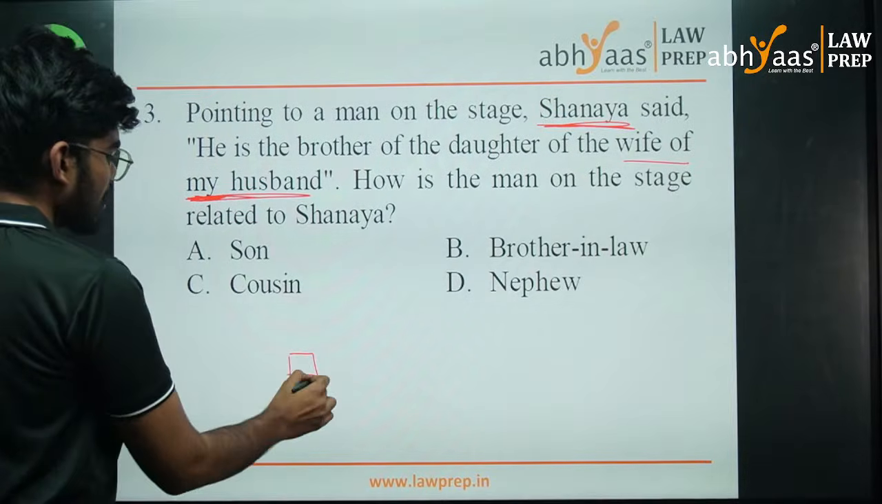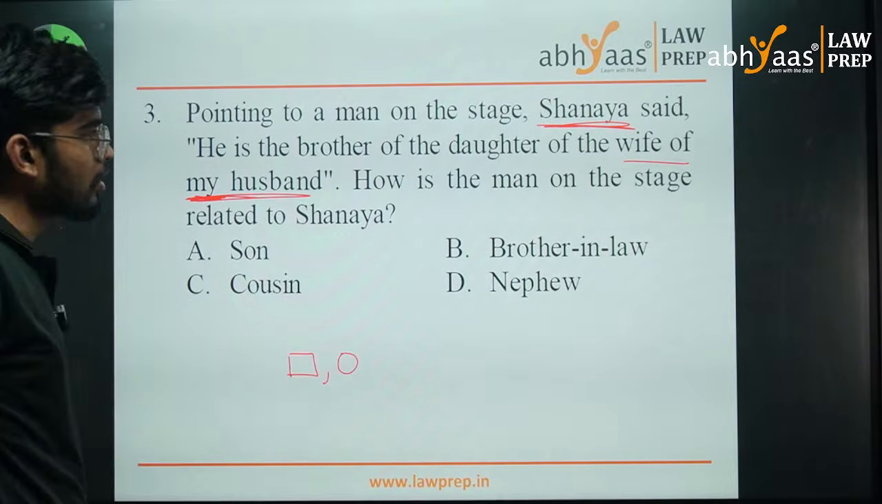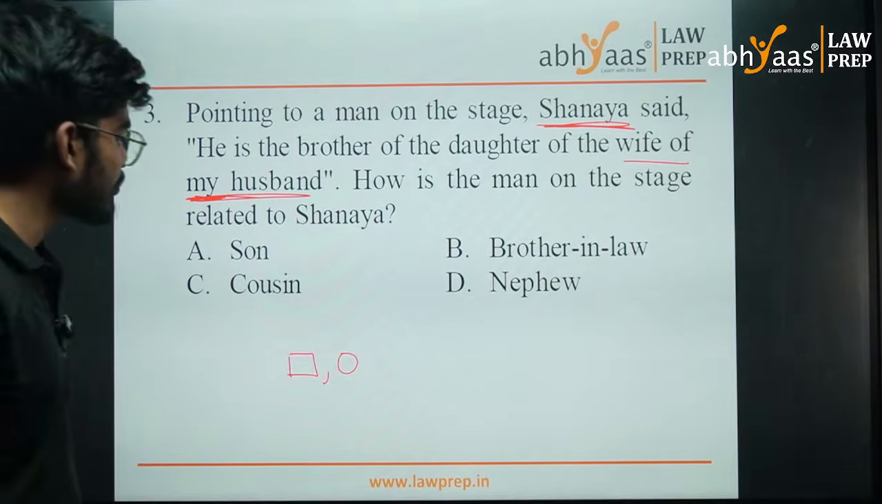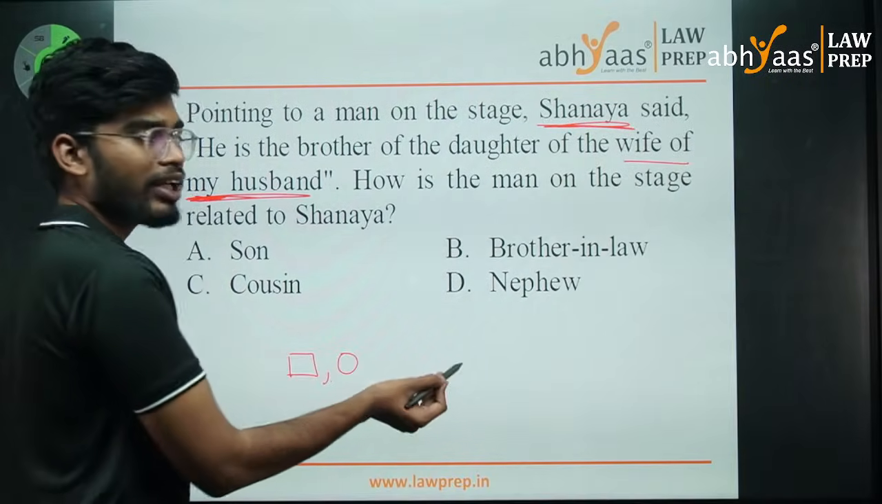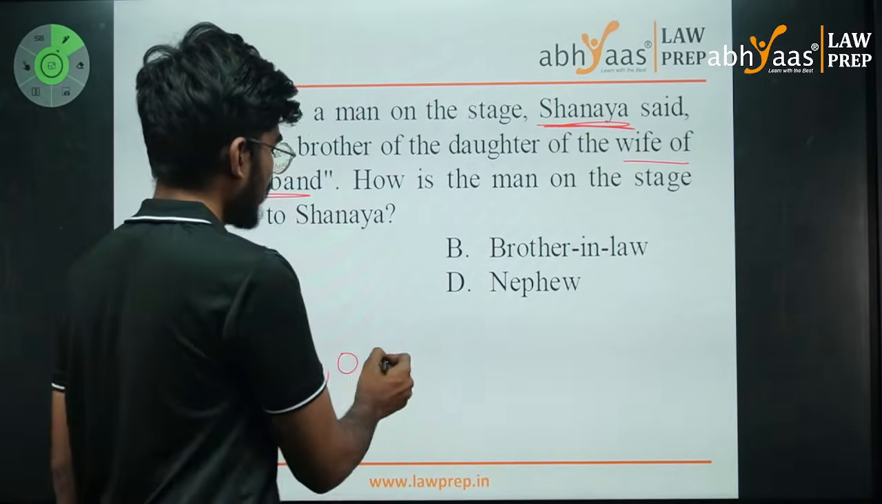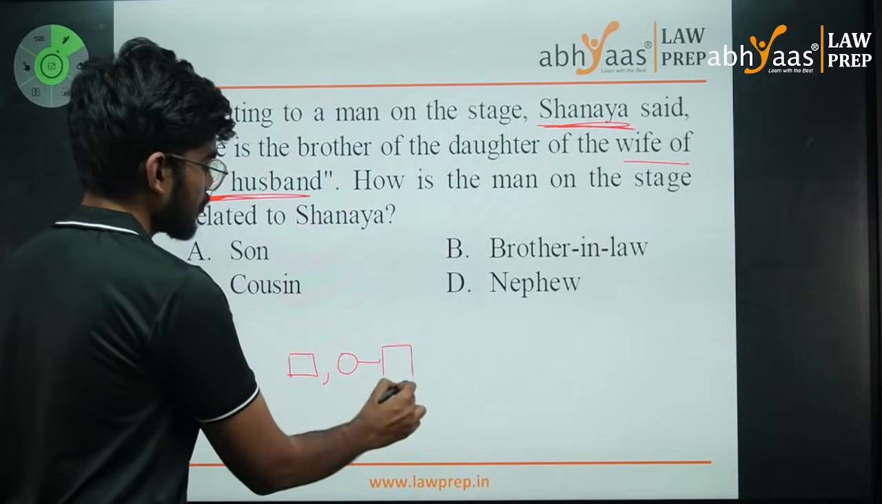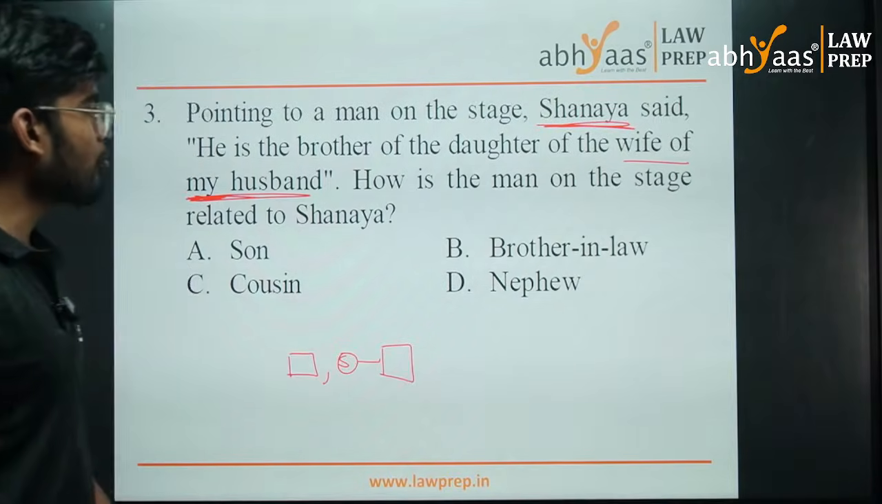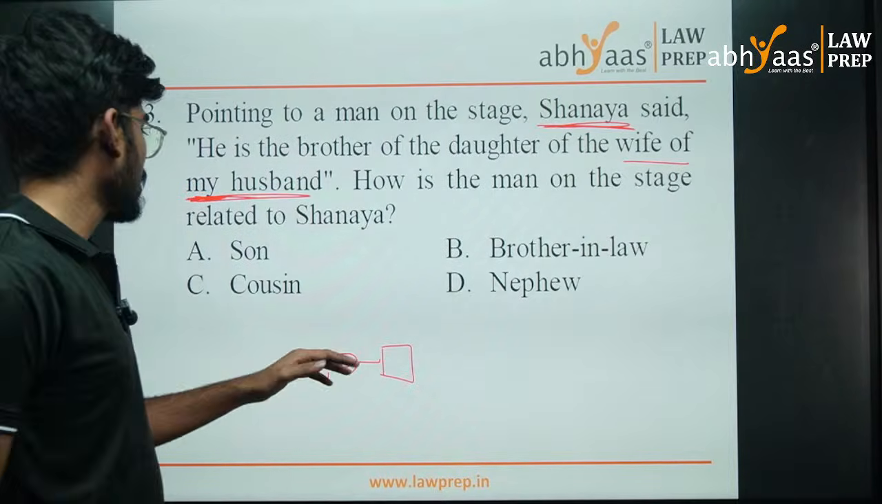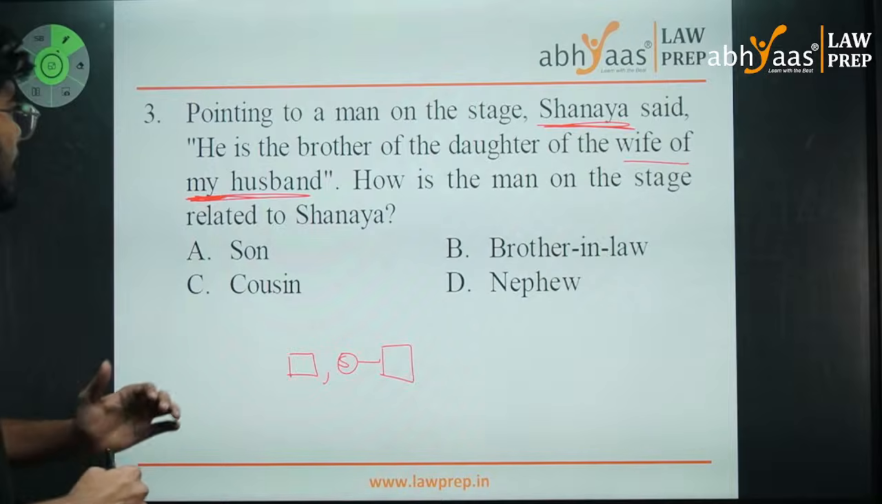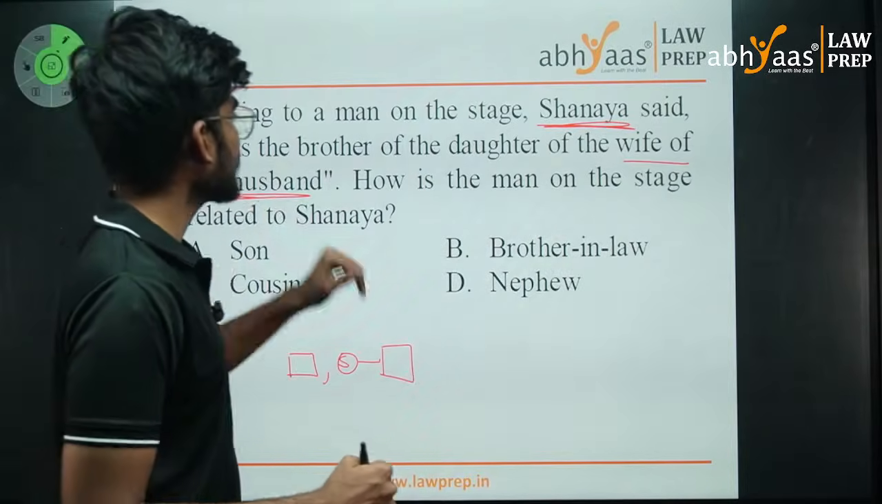He is the brother of the daughter of the wife of my husband. That means this is Shananya directly. So how is the man on stage related to Shananya? Just a minute. He is the brother.